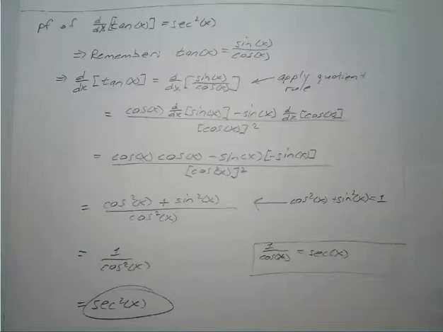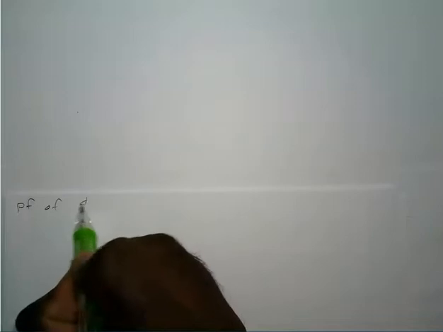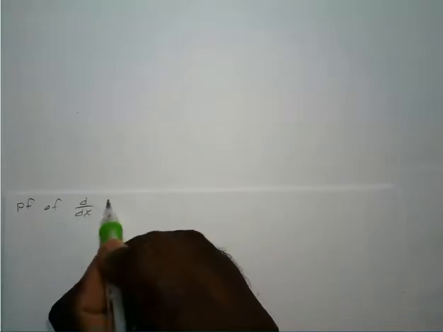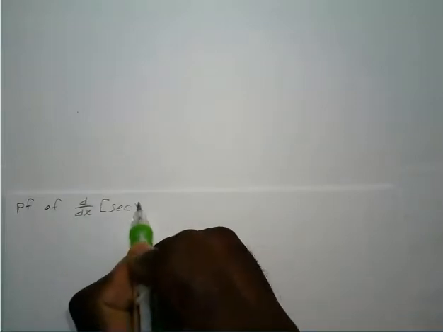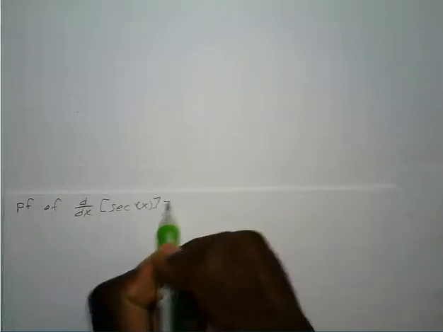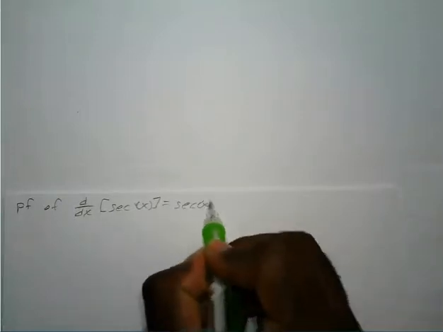Alright, so if you are still writing, feel free to press pause. But now we're going to move on to our next page and prove secant. Alright, so we have our proof of the derivative of secant x is equal to secant times tangent.